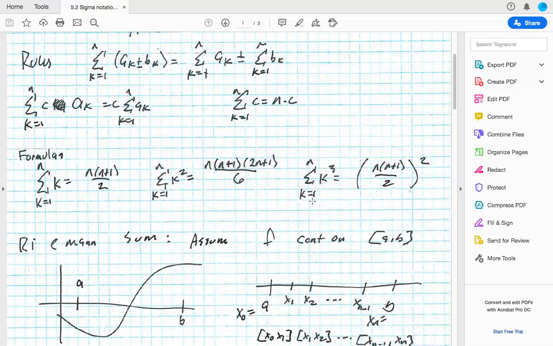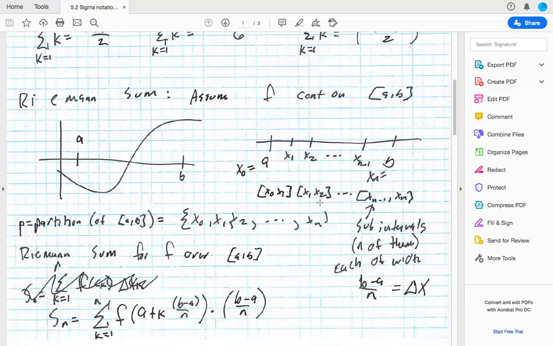Same thing here. The only difference is k is being cubed. So we have 1 cubed plus 2 cubed plus 3 cubed plus 4 cubed plus 5 cubed, so on and so forth. When we add those all up, if we're summing up the cubic numbers between 1 and 24, this would be a 24 up here. We put a 24 in there, calculate, that's what we get.